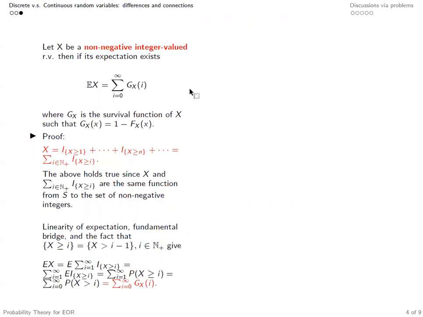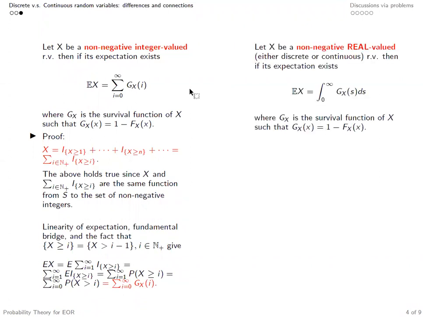Now, what would happen if we consider a non-negative real-valued random variable? It could be either discrete or continuous, as long as it's a non-negative real-valued random variable. Then, if the expectation exists, it can be rewritten as this formula, as this integration of the survival function. Note this case also contains the case of discrete random variables.